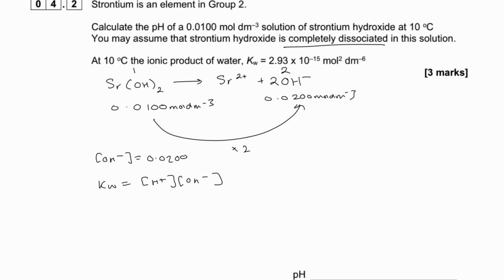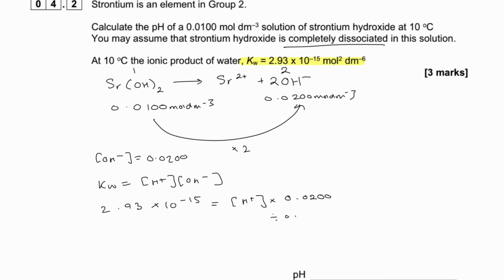And do we know our value for Kw in this case? Yes, we do. It's right here. Kw is 2.93 times 10 to the negative 15. And we don't know our hydrogen ion concentration, but we can definitely work it out because we now know our concentration of hydroxide ions.